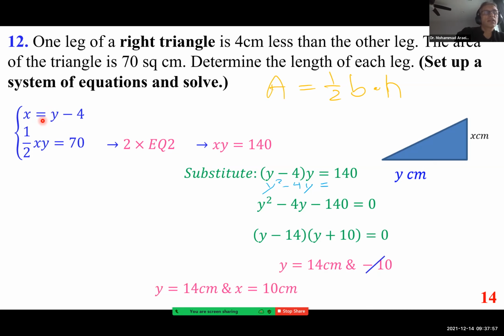Does it make sense? Does it work? Check it out with the second equation. Half of x times y must be 70. That's the area. So multiply this to get 140. Half of that, is it 70? Yes. It practically takes no time to check. You must check.